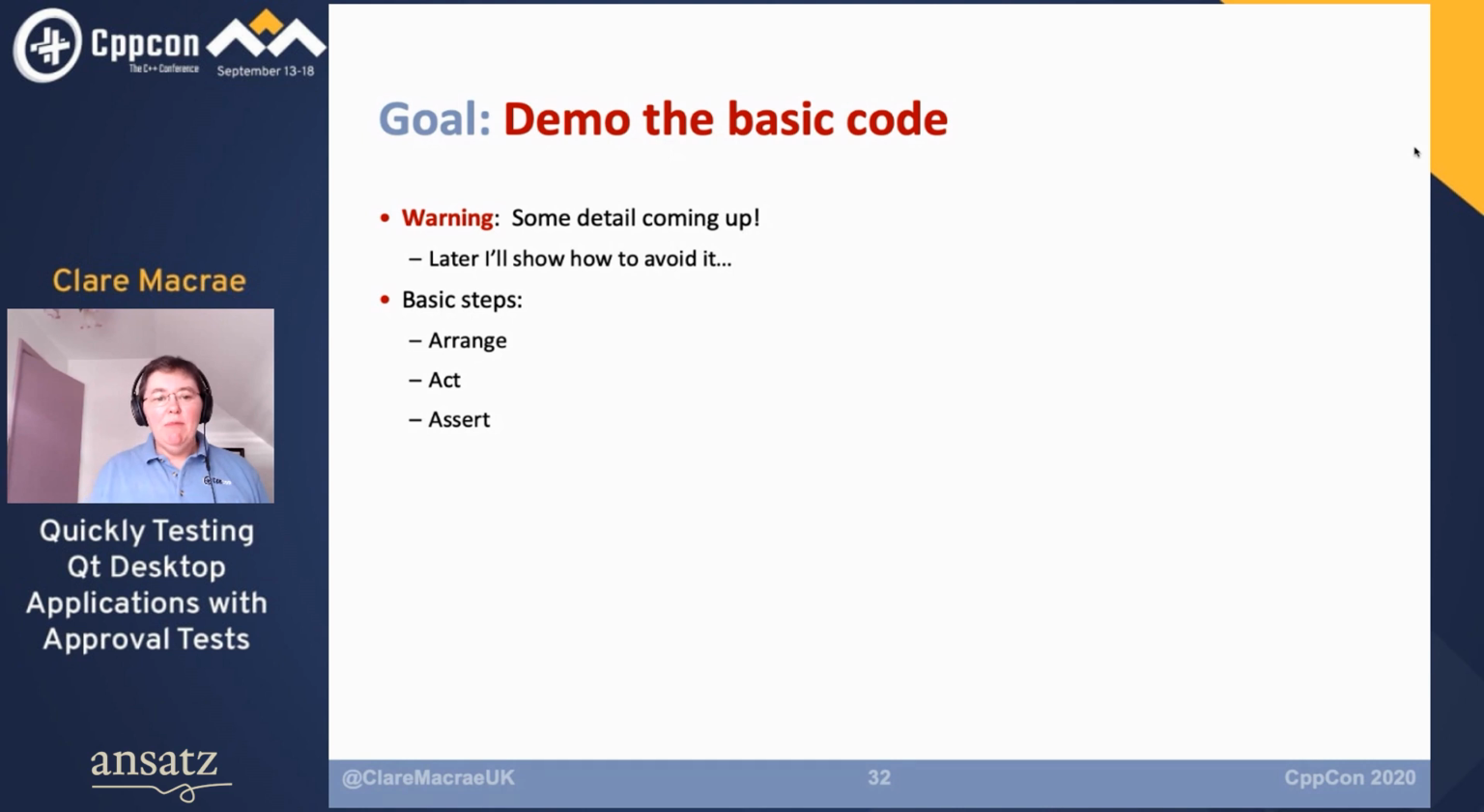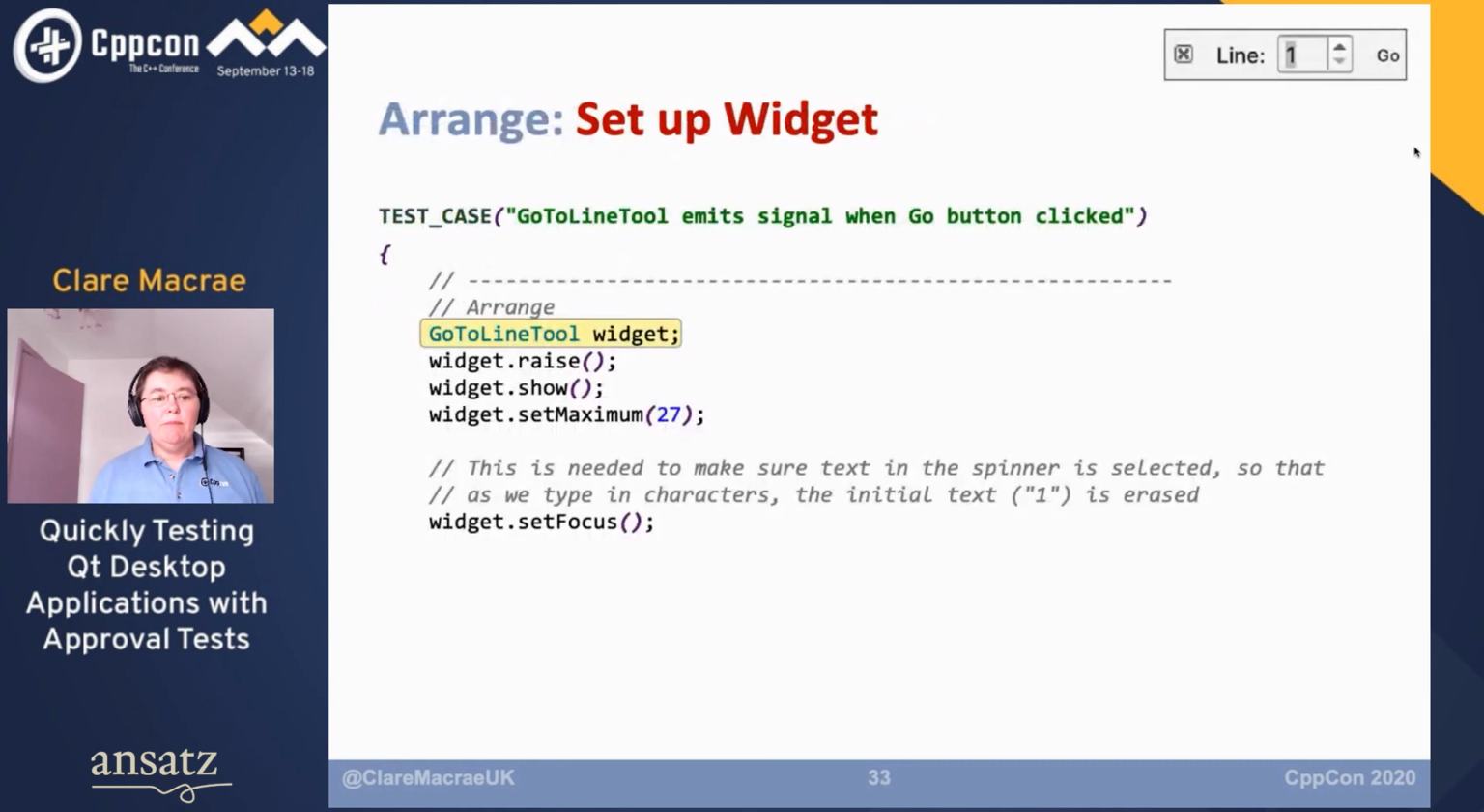So I'm going to demo some basic code to test this. I'm going to show you 3 different versions. And especially in the first version, there's a lot of detail because I want to show you the sort of thing that is needed. And then later on, I'll show you how to avoid it. But in each case, I'll go through the arrange, act, and assert steps. And you'll see in the first version what a huge amount of arrange code is required to get testing.